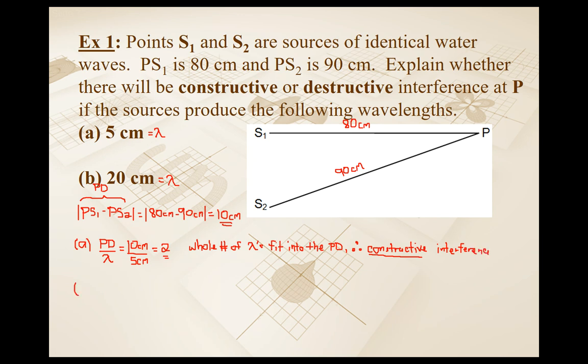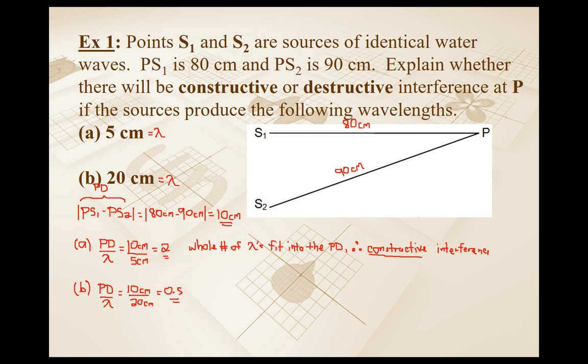Okay, B. We've got a much bigger wavelength now. So the path difference is 10 centimeters. The wavelength's 20. We can't even fit one wavelength in here. But let's see what happens if we divide. So we'll take the path difference and divide by the wavelength. So the path difference would be 10 centimeters, divided by the wavelength of 20 centimeters, and that would give us 0.5. So that should make sense. The path difference is 10 centimeters and our wavelength is 20 centimeters. We can only fit 1/2 of a wave into the path difference.